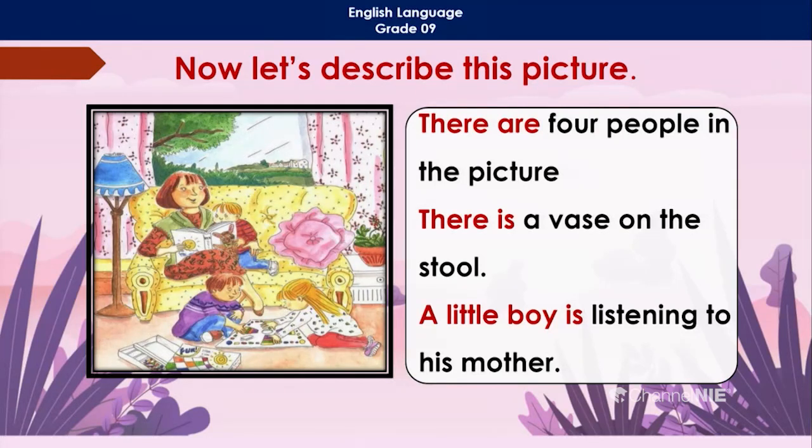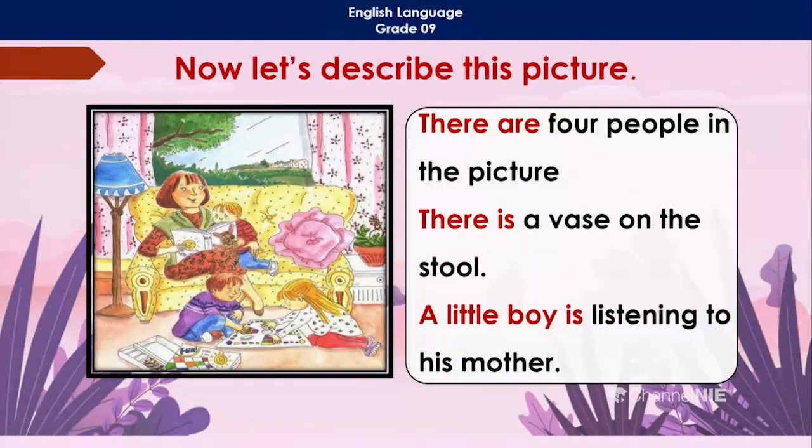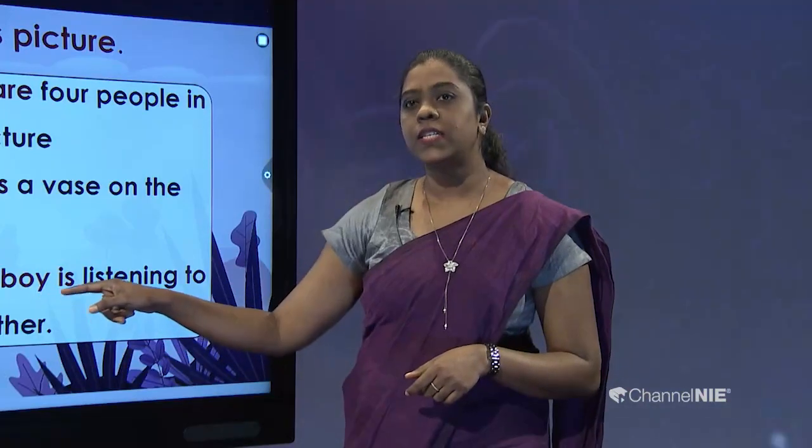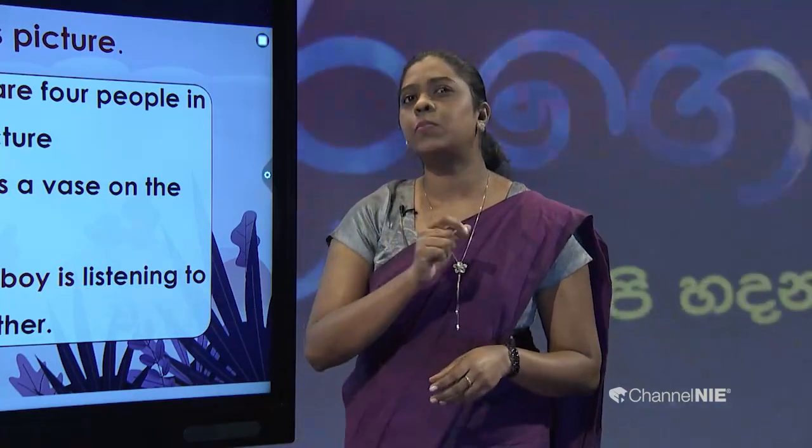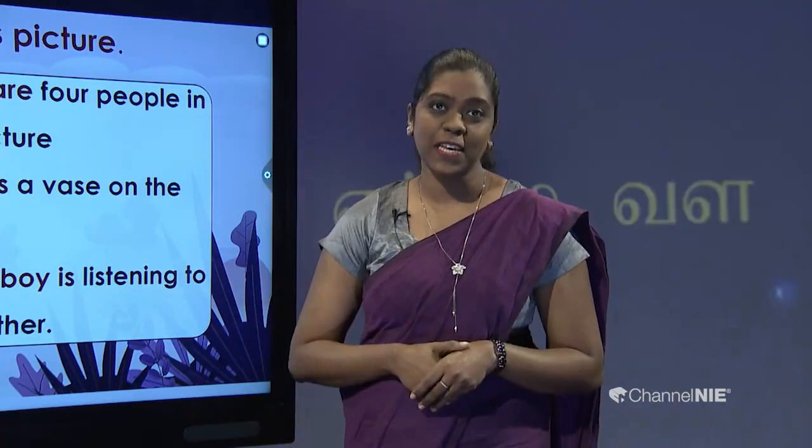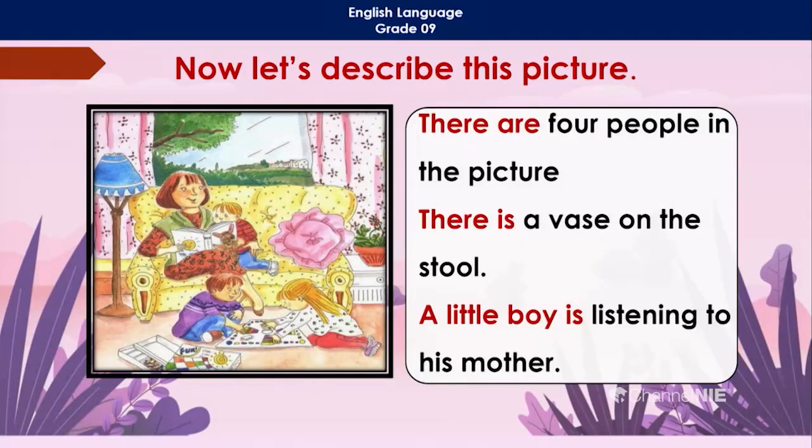All right. So when you take there are, you can use this to describe something in plural. There is for singular things. There are 4 people in the picture. 4 people are plural. There is a vase. Am I right, Miss Augusta? Exactly. And likewise, the third one, it starts with a little boy. Obviously, singular. So, a little boy is listening to his mother.